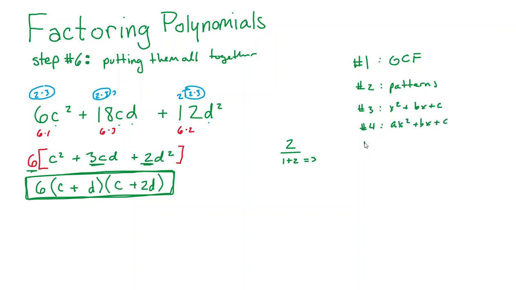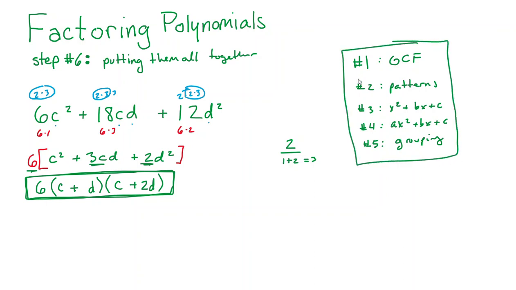And then finally, if there had been 4 terms, we would have used the grouping method. If there had been 4 terms in our polynomial, it's a trinomial, so there wasn't. But if it had been a 4-term polynomial, we would have gotten to the grouping method pretty quickly. Okay, so those are the 5 steps.